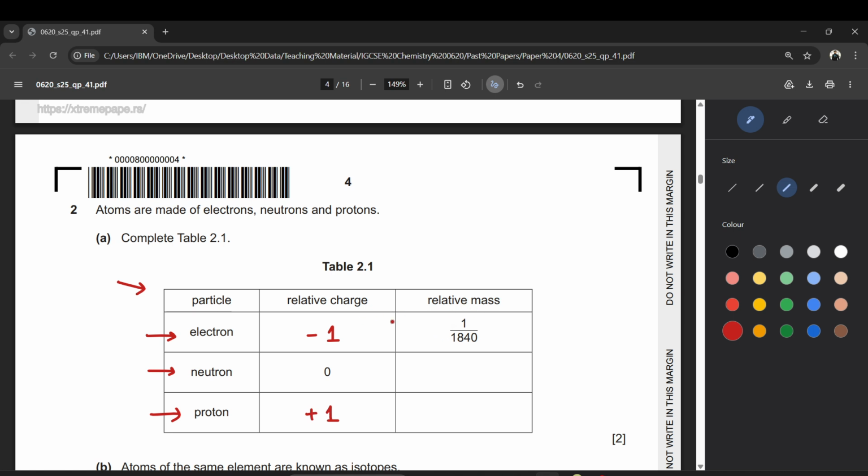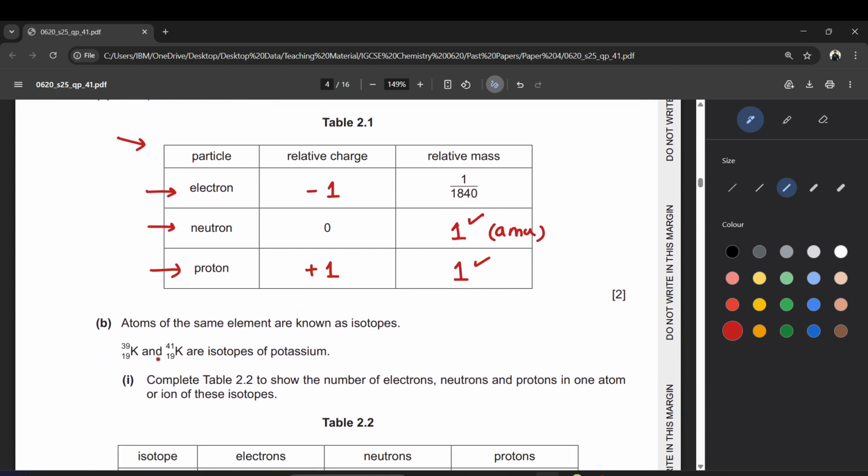The relative mass of electron is 1 upon 1840, that is given to you. Neutron has a mass of 1 atomic mass unit. We call this AMU, but you don't have to write this. You just need to know this. And for proton as well, we have 1 atomic mass unit. So this is optional, but you can write the numbers if you want to.